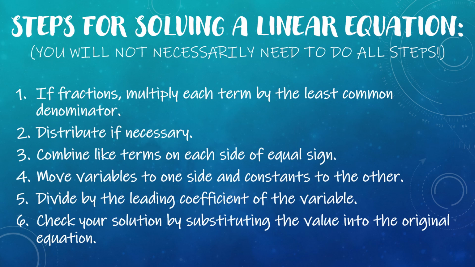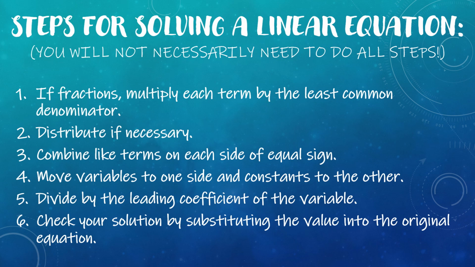Your first step is, if you have any fractions, to multiply each term by the least common denominator. Next, if you have any parentheses, go ahead and distribute. Third, if you have any like terms on the left side of the equal sign or the right side of the equal sign, combine them.